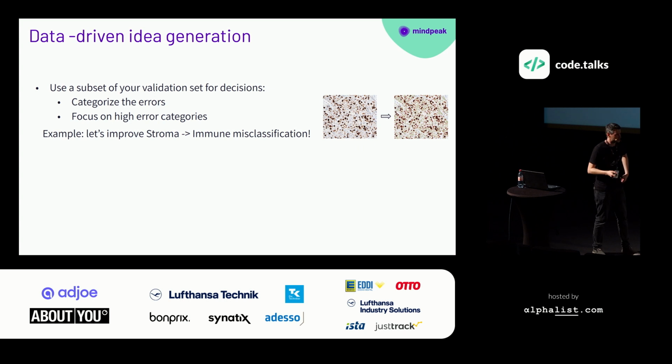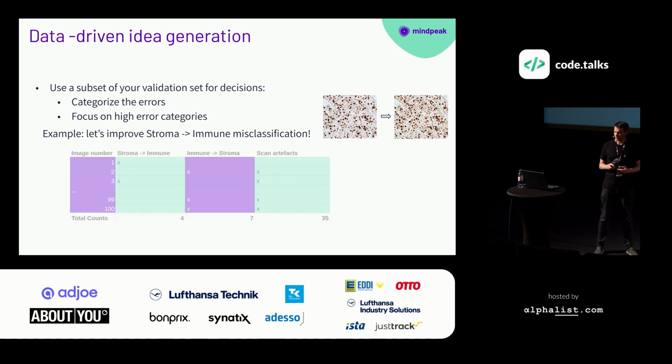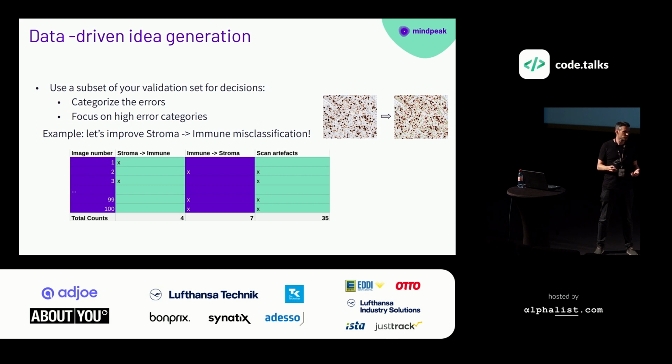So, for example, let's say someone tells you, oh, we need to improve the stroma to immune misclassification. Stroma and immune are just two classes of cell types. And you say, okay, maybe, but first let's take a look. Then you take 100 images and you look at how often this problem actually occurs in them, and you count that. But at the same time, you also look at other categories, right? For example, the other direction. What about immune to stroma misclassification? Or maybe you find some scan artifacts. So there are problems on the slide where the scanning didn't work well or so.